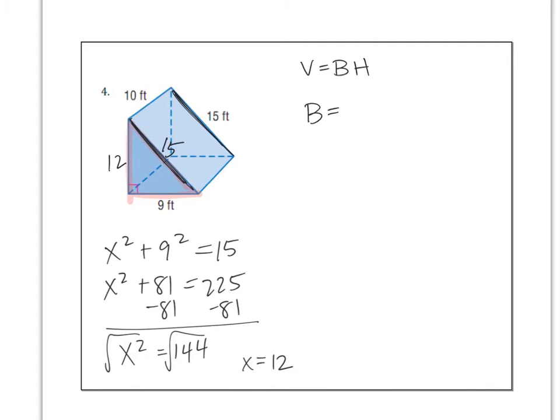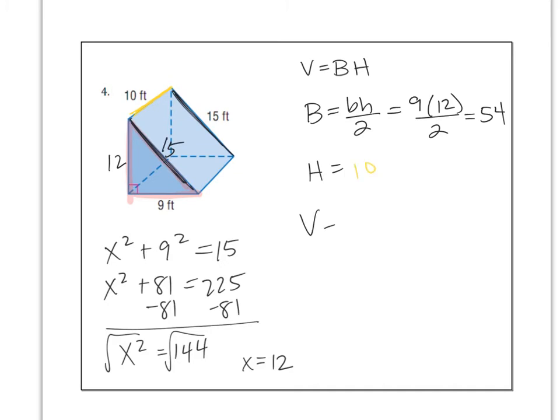The base is a triangle, so I'm going to have to do little b times little h divided by 2. So it's going to be 9 times 12 divided by 2. Well, half of 12 is 6, and 9 times 6 is 54. So area of the base is 54. The height of the object, remember this is described as the distance between the bases. So think about where is the height. It is not 12. It's the 10. 10 is the distance between the two triangles, so 10 is your height.